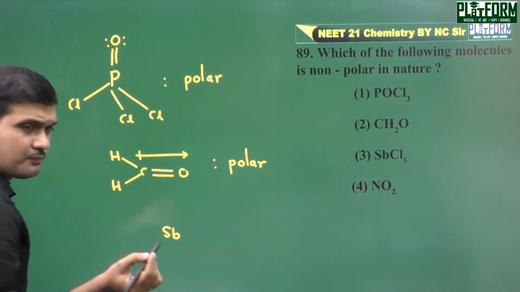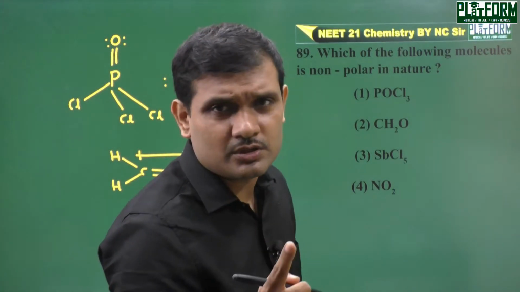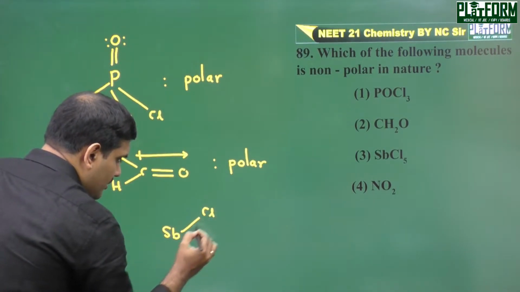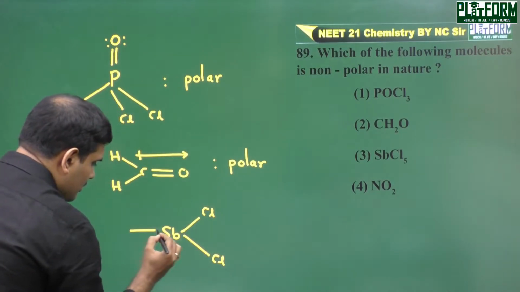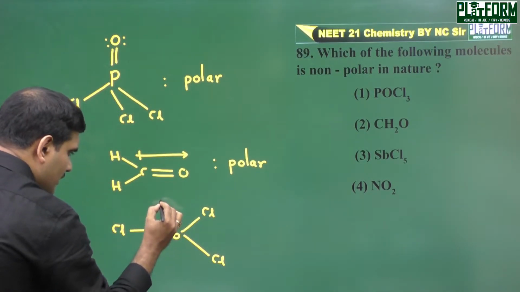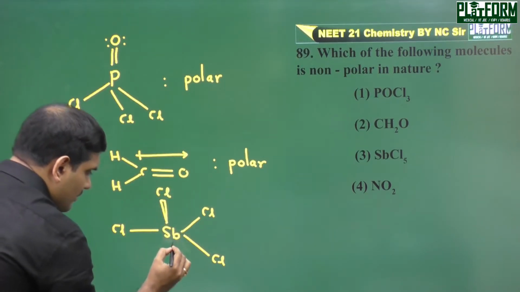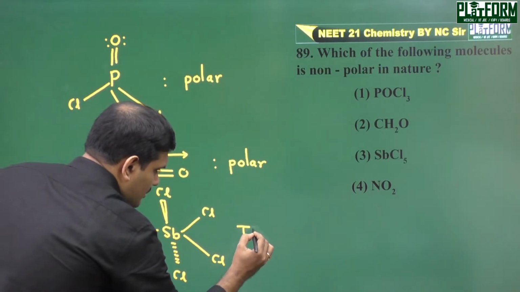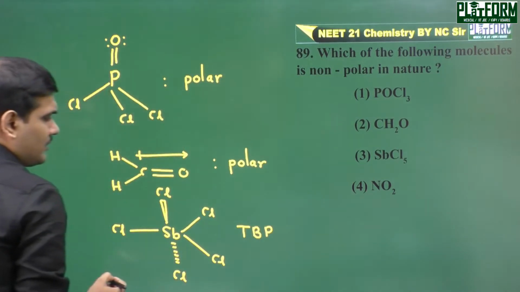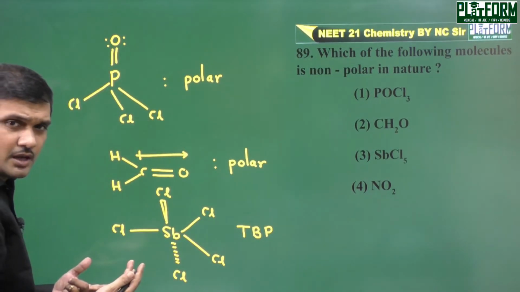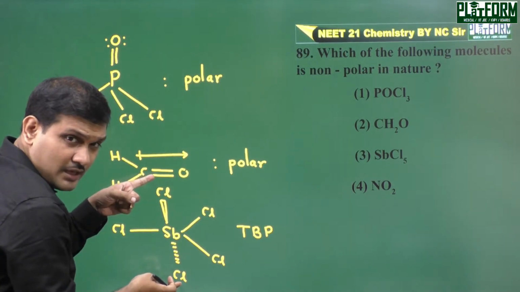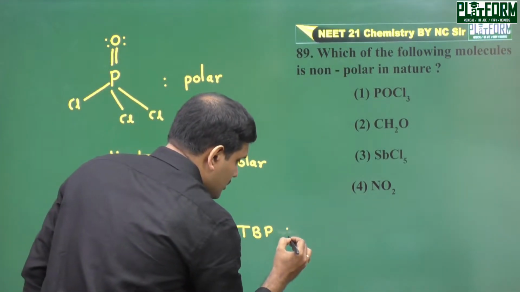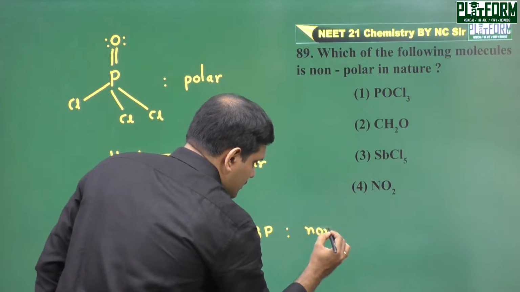Now SbCl5. Sb is a group 15 element which has 5 electrons in its outermost shell. Those 5 electrons are involved in bonding with 5 chlorine atoms, so definitely it has a trigonal bipyramid structure, a TBP structure. So definitely it is non-polar. The bond moments created by the two axial bonds will cancel with each other, and the 3 Cl atoms in the equatorial plane will also cancel with each other. So definitely it is a non-polar system.